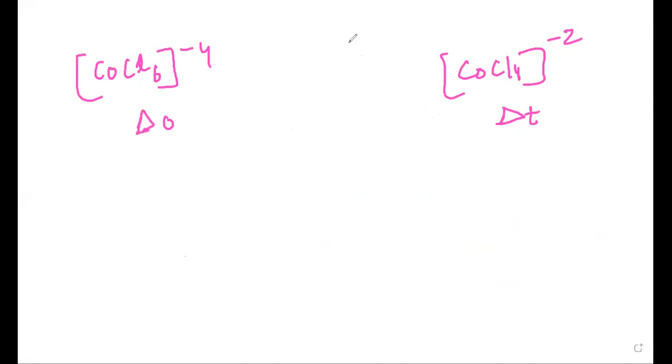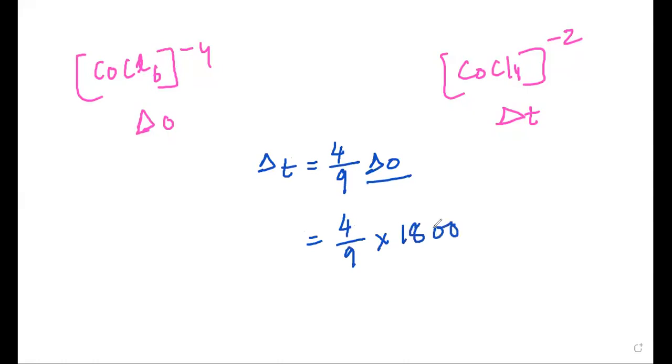Now, my dear students, we have a formula. The formula says that delta T is equal to 4 by 9 delta O. The value for delta O is given, that is 4 by 9 multiplied by 18,000, and thus we get 8,000. So this is how we can easily answer the question.